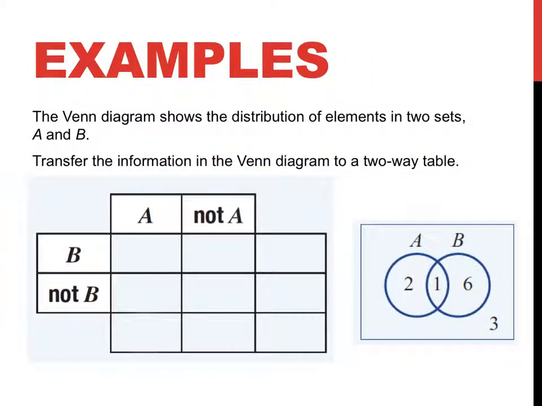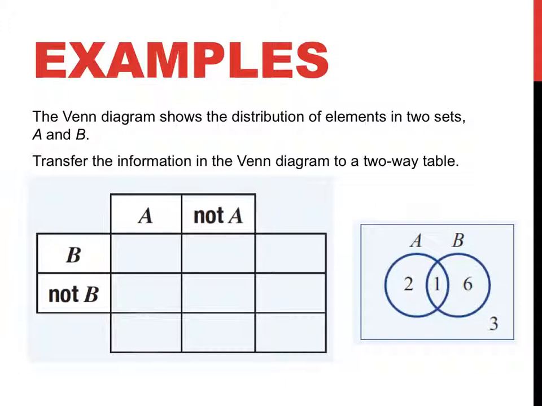So, the Venn diagram on the right-hand side here shows the distribution of elements, okay, in two sets, A and B. So instead of RPG games and FPS games, instead of people who like Game of Thrones versus Breaking Bad, I've just tried to demonstrate it with letters. So A and B, okay? So 2 people picked A, 6 people picked B, 1 person picked A and B, and 3 people didn't pick either of them, okay? And that was the results. And we've been asked to please demonstrate this in a two-way table.